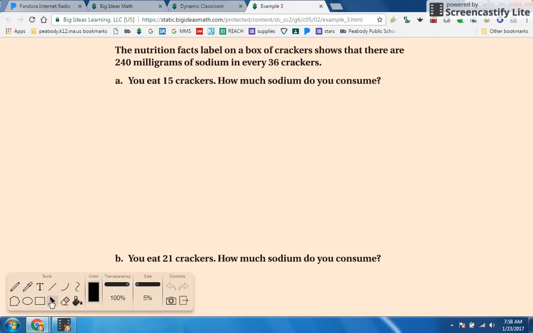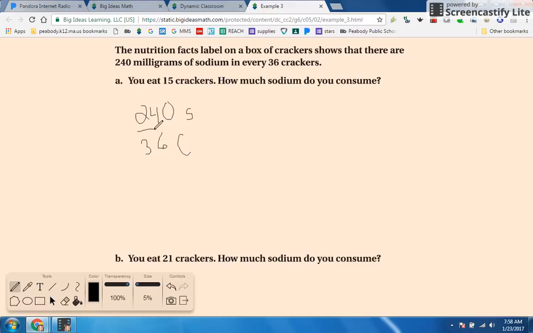Okay, this one's a little bit trickier, so let me show you how to set this one up. The nutrition facts label on a box of crackers shows that there are 240 milligrams of sodium in every 36 crackers. You eat 15 crackers, how much sodium do you consume? So we're going to start by writing 240. I'm going to put an S for sodium. And then, what's the other part? 36 crackers. So 36, and I'll put a C for crackers.